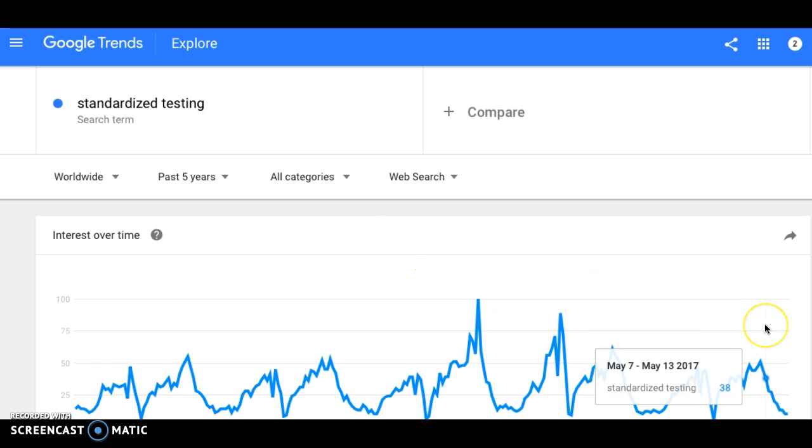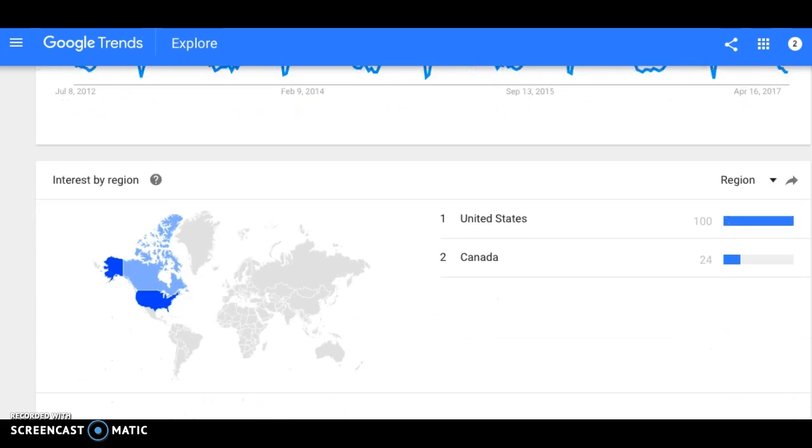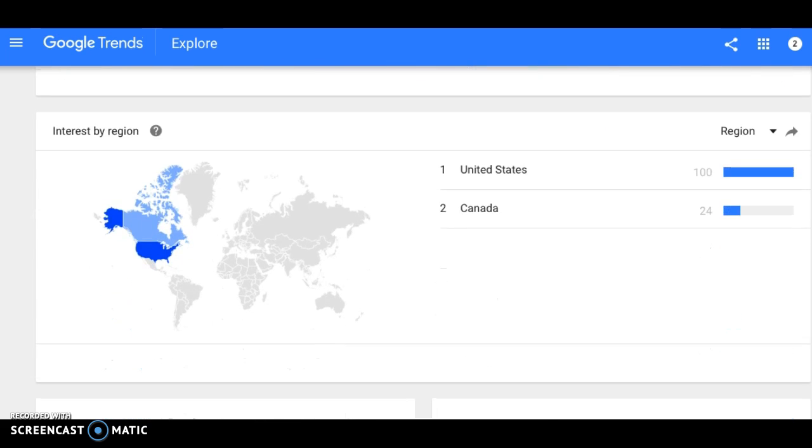And now when I take a look at interest in standardized testing across the globe for the past 5 years, the map is very interesting because I see that most of the interest tends to be in the US, in North America, and not so much in the rest of the world. So that also is kind of very interesting to take a look at.